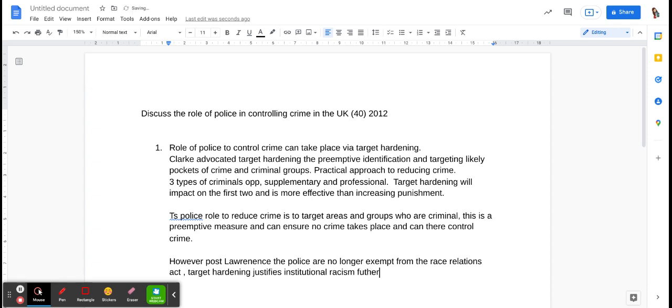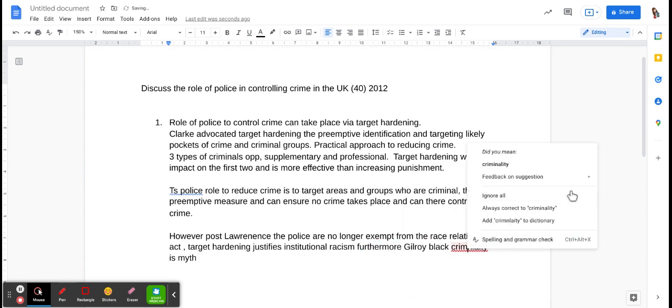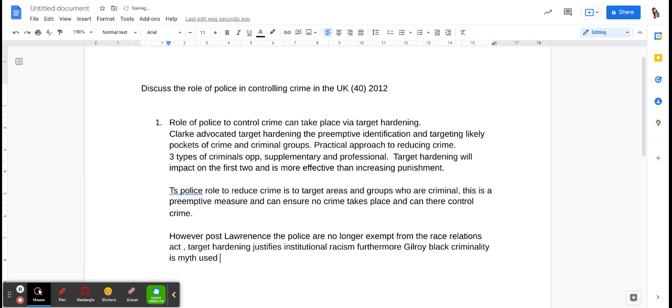And furthermore, Gilroy notes that black criminality is a complete myth, and again, it's used to justify saturation policing, and therefore police don't control crime, they merely target groups of colour. Trying to link it back to the question.